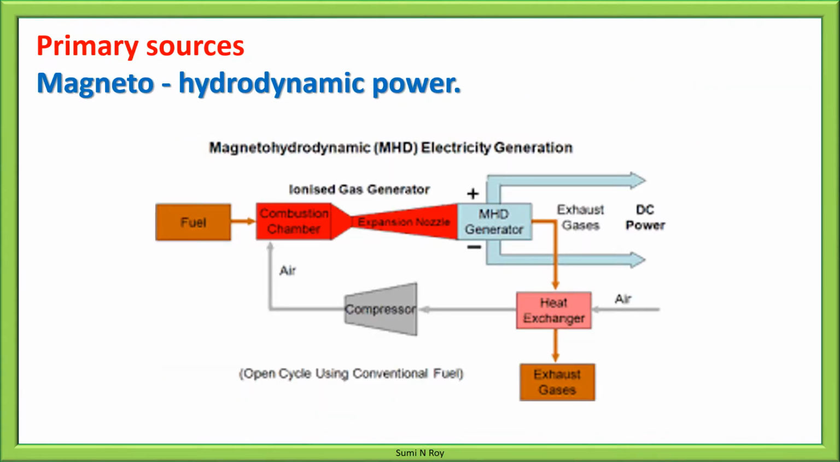The next primary source of energy is magnetohydrodynamic power. A magnetohydrodynamic generator is a generator that converts and transforms thermal energy and kinetic energy directly into electricity. Magnetohydrodynamic power generators are different from traditional electric generators in that they operate without moving parts, which limits the upper temperature.